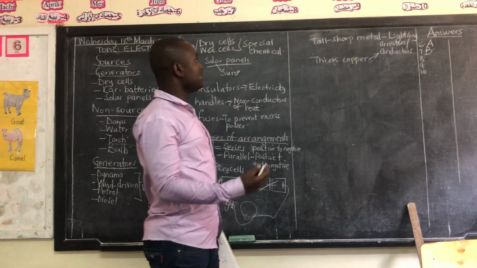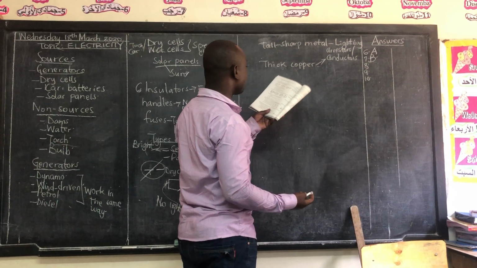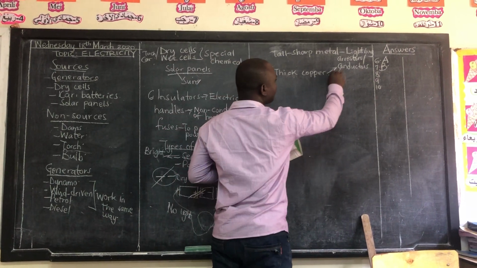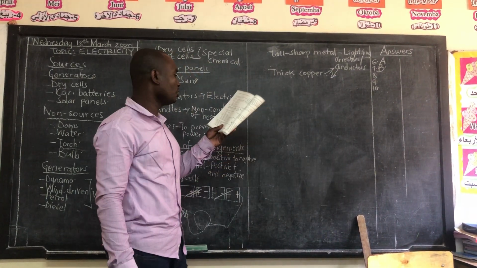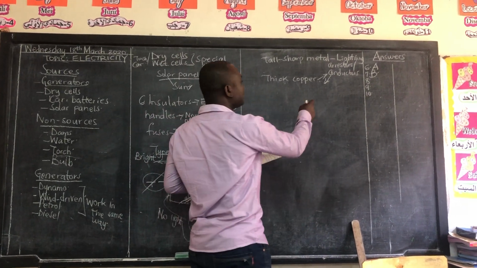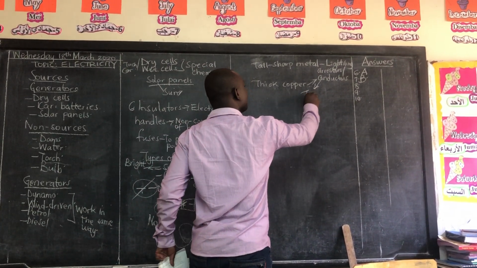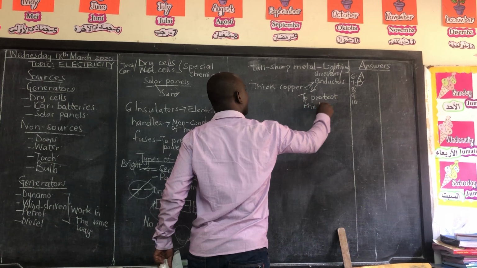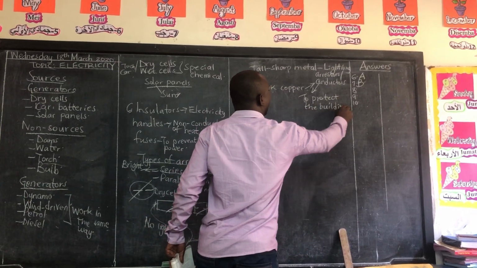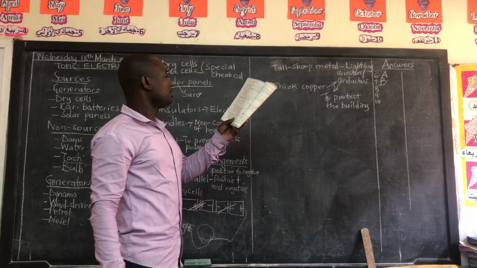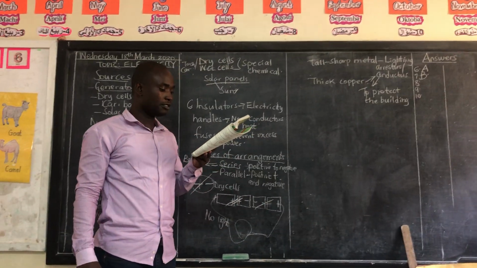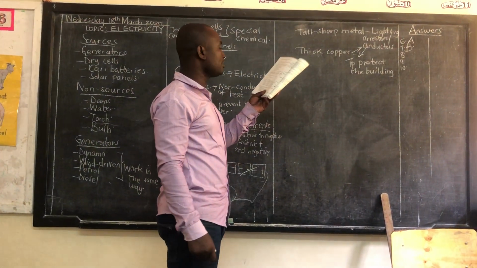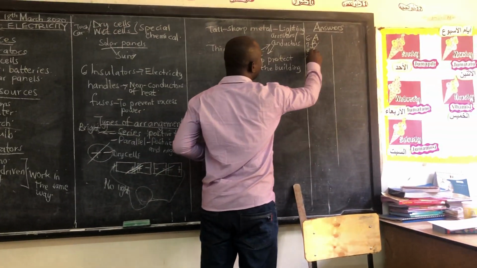Why do we need to install them in our houses? So that we can prevent the house from being struck by lightning. So the main reason why we have lightning arresters or conductors is to protect the building against lightning. Therefore, tall buildings are fitted with sharp-pointed metals at their tops and connected to the ground. The rods are for protecting the building against lightning. The correct answer for number 8 is A.